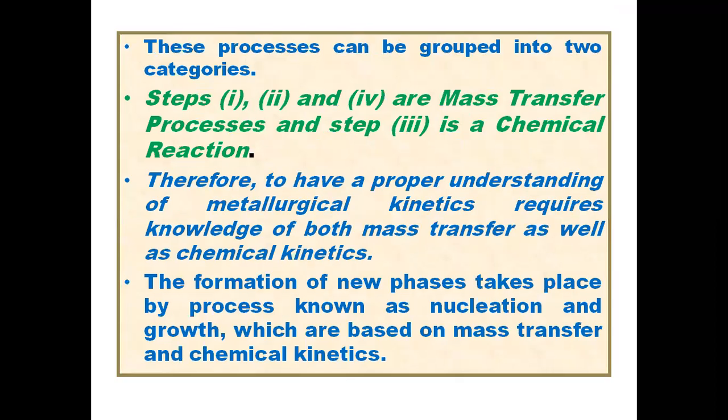These processes can be grouped into two categories: steps 1, 2, and 4, which are essentially mass transfer processes, and step 3, which is a chemical reaction. Therefore, a proper understanding of metallurgical kinetics requires knowledge of both mass transfer as well as chemical kinetics.